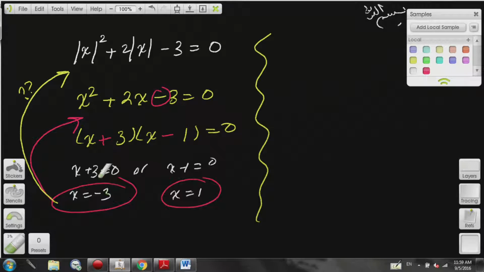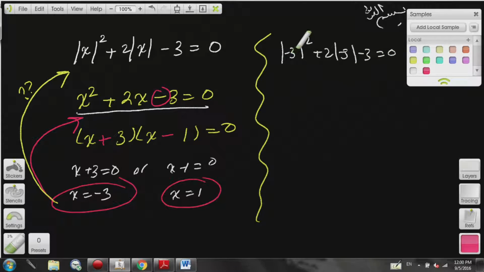For example, if you put both of these values here in this equation, they will both work, okay? But if you put a negative 3 in that equation, like this, I'm not sure if that would work. So let's see what happens.